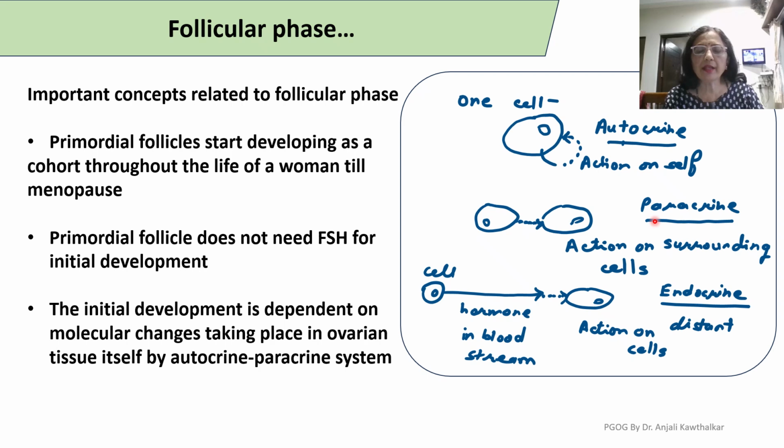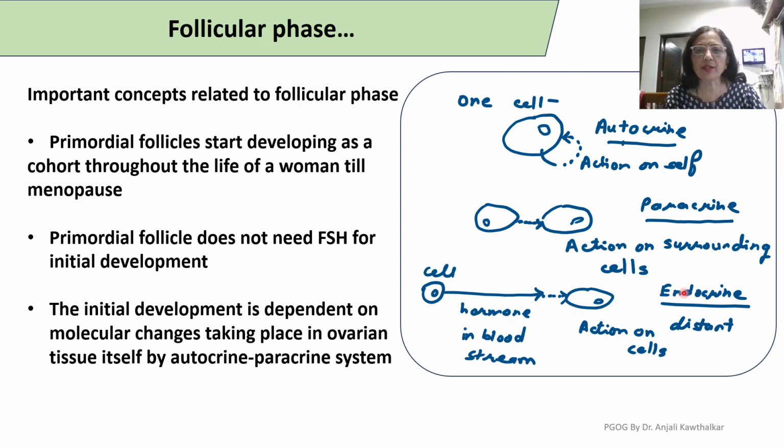On the other hand, paracrine is when whatever substance is being secreted acts on the adjacent cells, cells which are present in the vicinity. So when the action is on cells in the vicinity or surrounding cells, it is called a paracrine system of functioning. And whenever we say endocrine, what do we mean by the endocrine way of action of hormones? The cell secretes this hormone, it enters the bloodstream, reaches distant tissues, and there it acts on the cells.